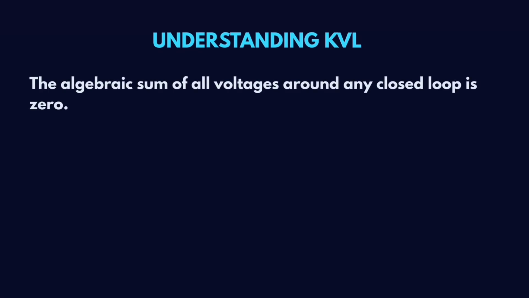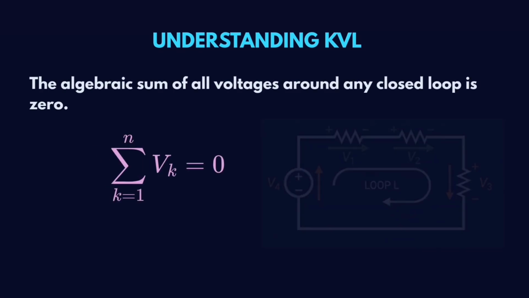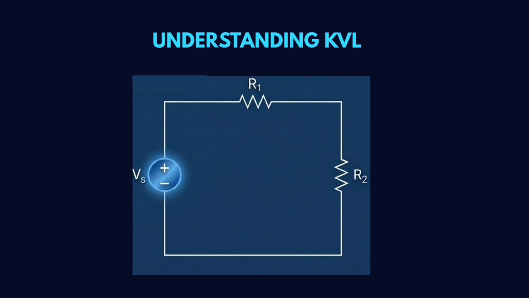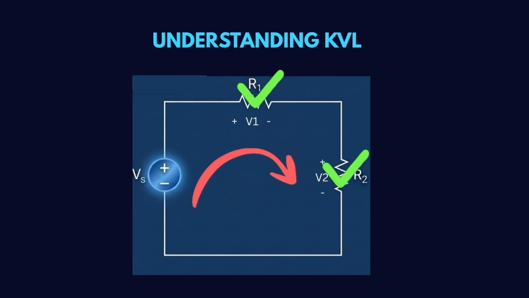Now let us understand KVL or Kirchhoff's voltage law. It states that the algebraic sum of all voltages around any closed loop is zero. Now let's understand the second fundamental law, that is KVL. What it means is, we know voltage represents electrical energy per unit charge. As charge moves around a loop, sources provide energy, resistors consume energy. So total energy gained must equal total energy lost.